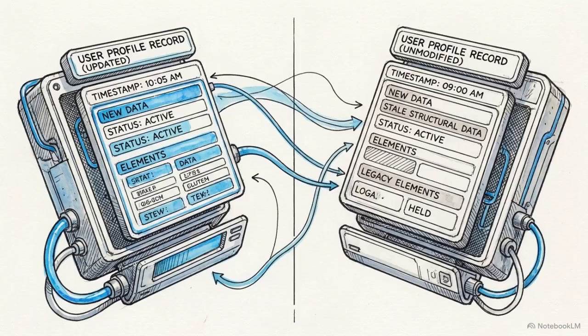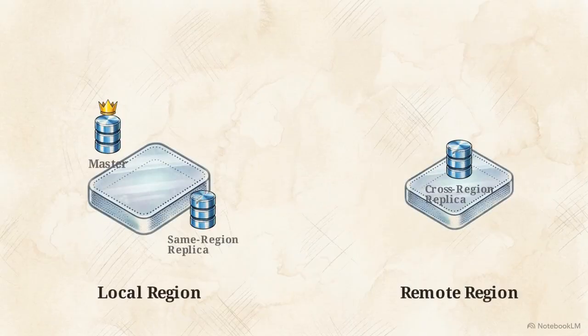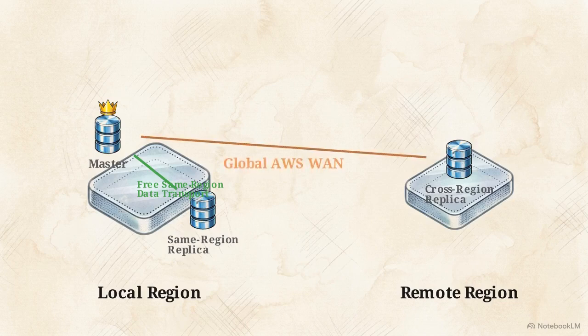However, it introduces eventual consistency. A read query routed to a replica might briefly return stale data if that specific node is still catching up. You must also account for the physical transit of these logs. Replication traffic within the same region travels over local infrastructure for free. Cross-region replication moves across the global AWS WAN, incurring standard data transfer fees.